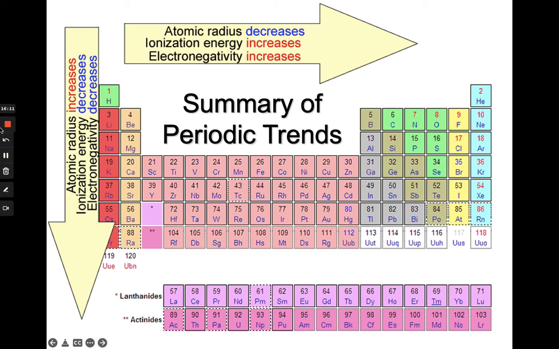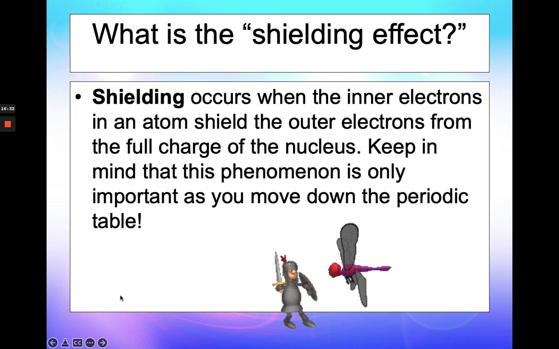To the left is loose, so this is an easy one. Francium, or francium sometimes they call it, has the biggest atomic radius because it's loosely held. It's really far out. Ionization energy is the smallest because it's loosely held. To the left is loose. And electronegativity is the smallest because it's loose. It's not attracting electrons. Last trend, though, is something called shielding effect.